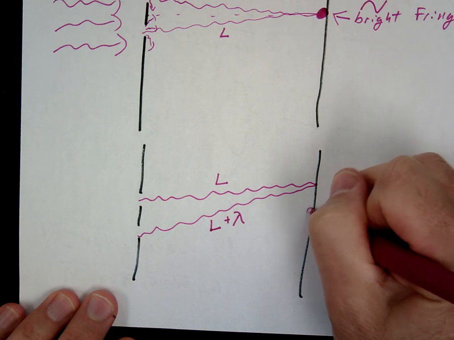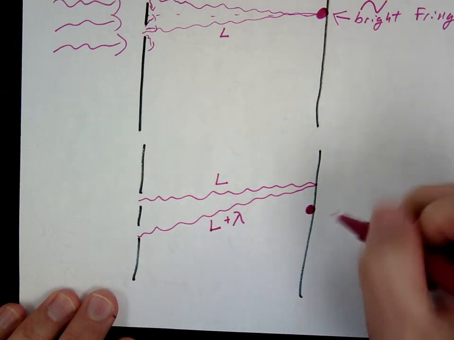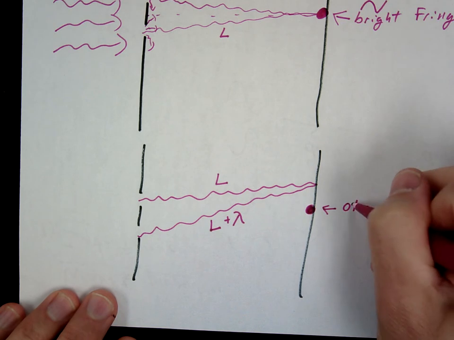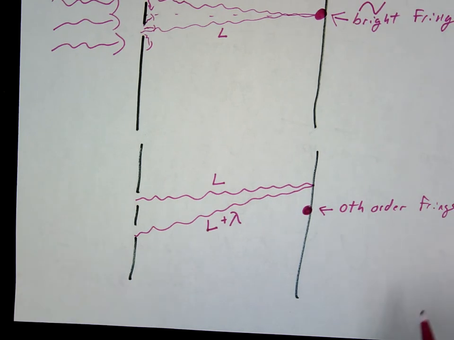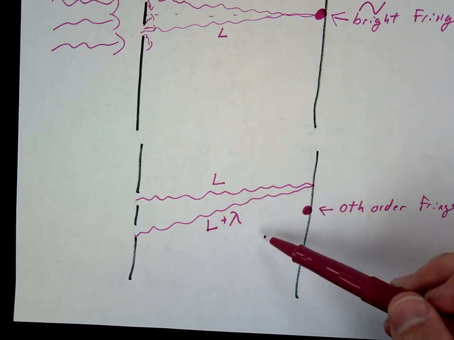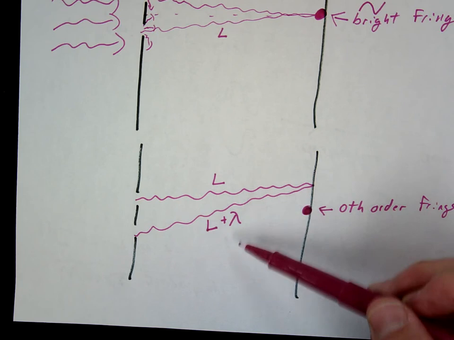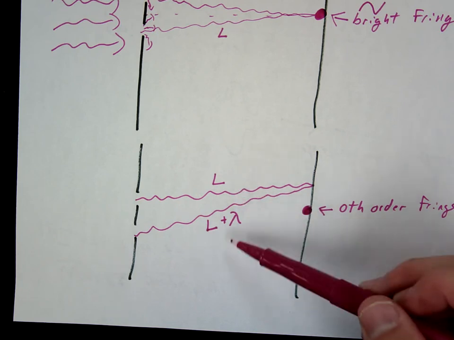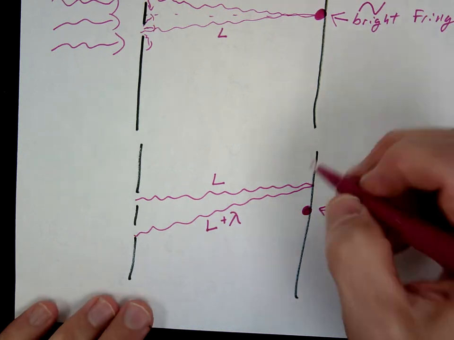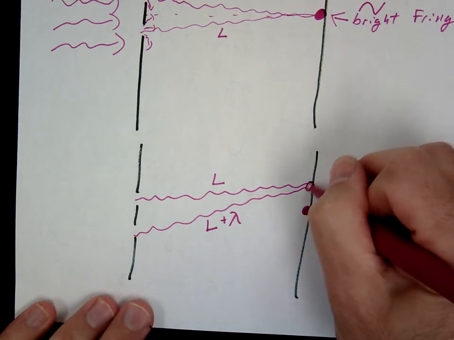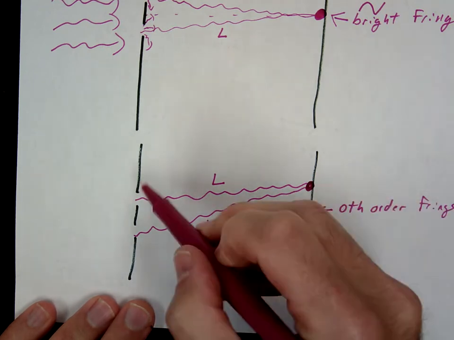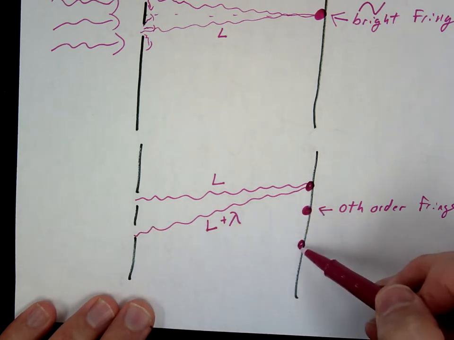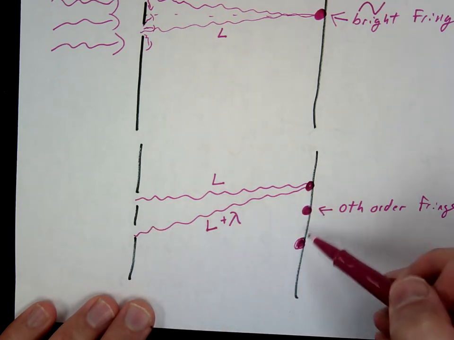Remember, we already had this bright spot right here. We often call this the 0th order fringe, or the central bright spot. So anyway, this is L and this is L plus lambda. What should happen if light is a wave? They should interfere with each other constructively. So you should expect another bright spot right here. The same thing would happen directly below it, where now this one's traveling L plus lambda and this one's traveling L. And so you should expect another one on the other side.